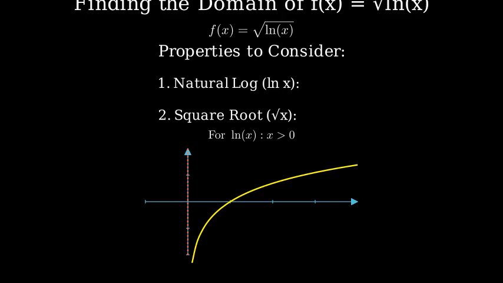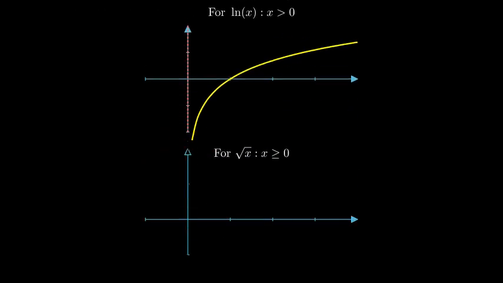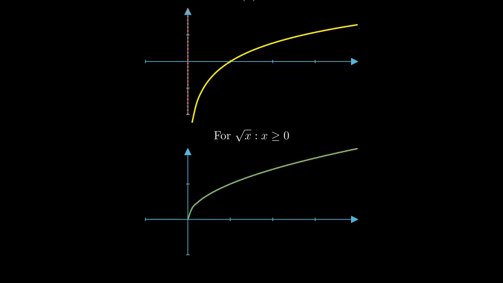Next, let's consider the square root. For a square root, the input must be greater than or equal to 0. In other words, we can't take the square root of a negative number in the real number system.